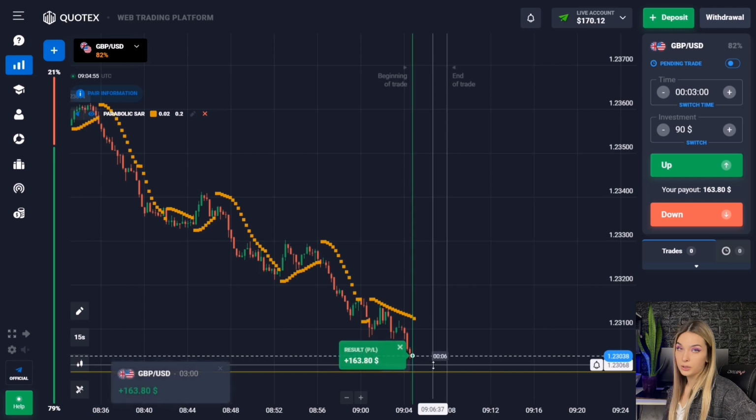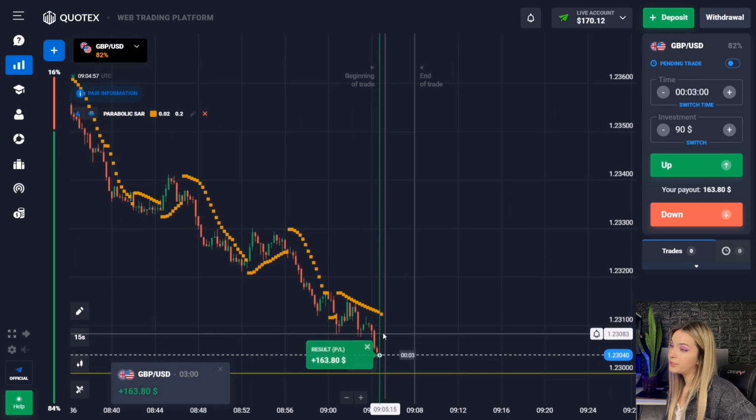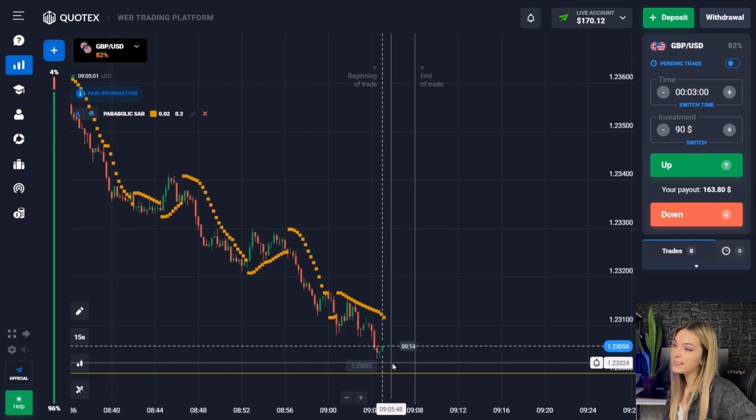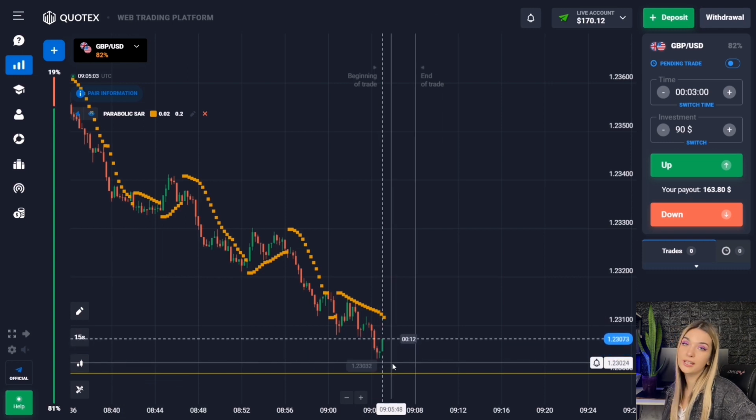I think that's quite good, guys. The price really continued to move down and we made a profit. The price has an excellent potential for a decline and the indicator also gave us a good entry point.